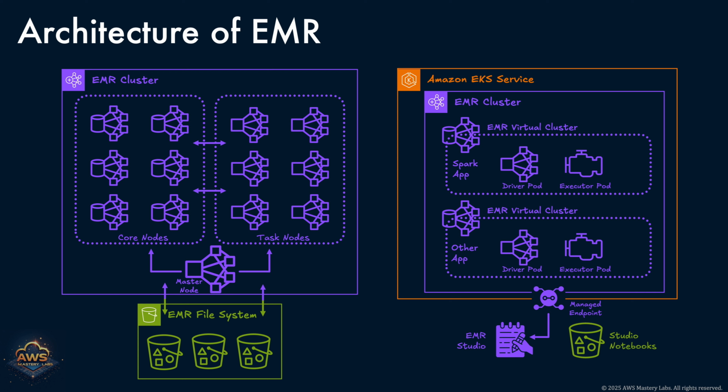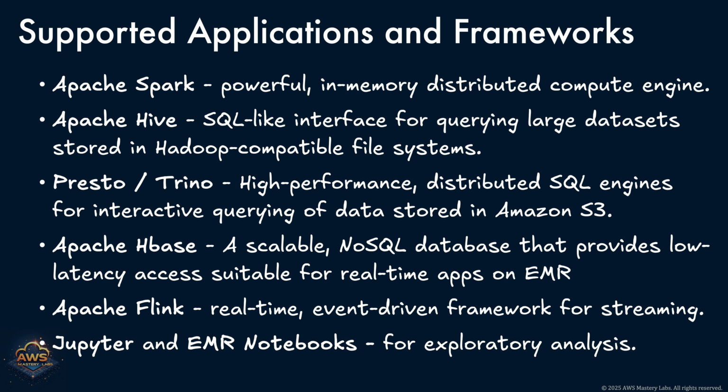In summary, both deployment models, the classic EC2-based EMR clusters and the newer EKS-based EMR virtual clusters, offer powerful ways to process big data at scale. Choosing between the two depends on your specific operational needs, your team's Kubernetes maturity, and the type of workloads you plan to run. One of the biggest strengths of Amazon EMR lies in its broad support for popular open-source big data applications and frameworks.